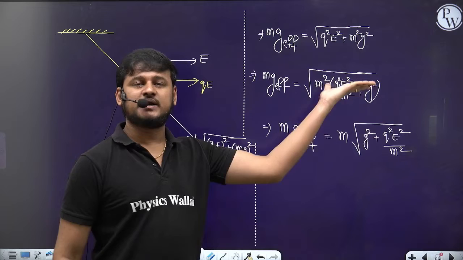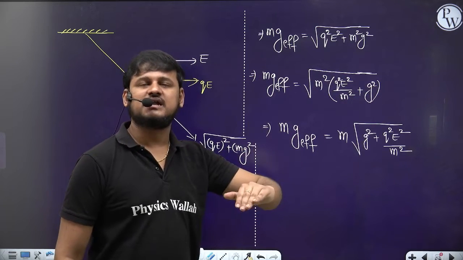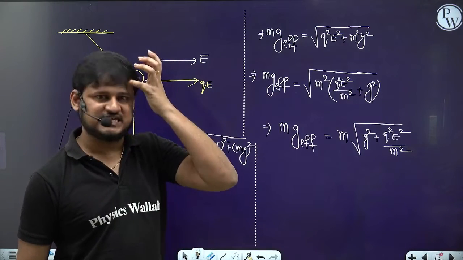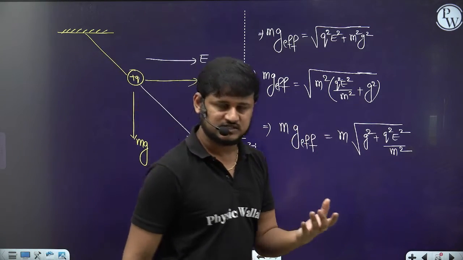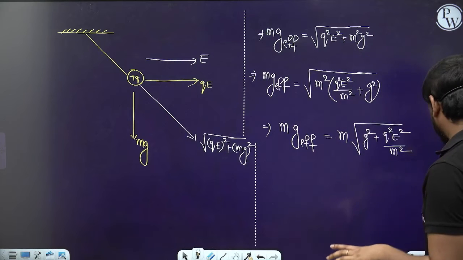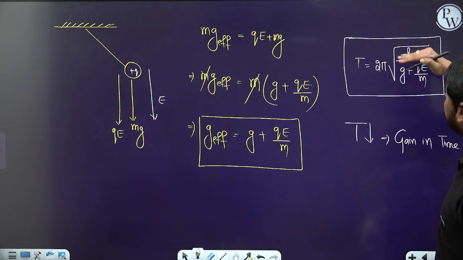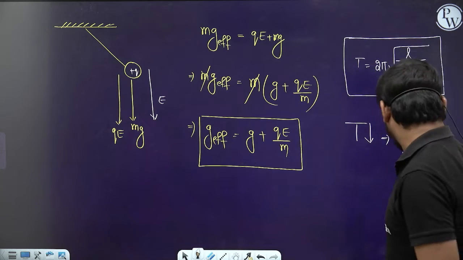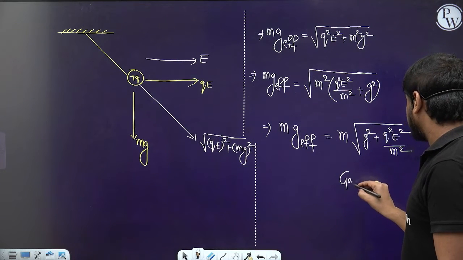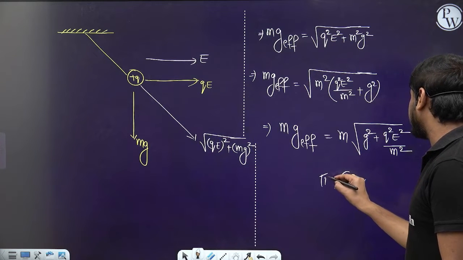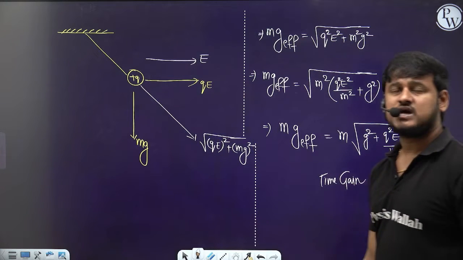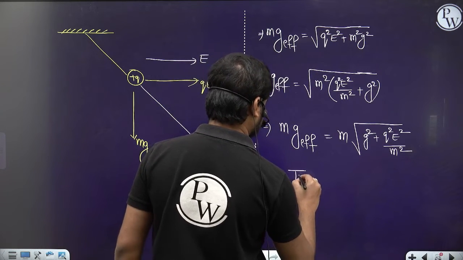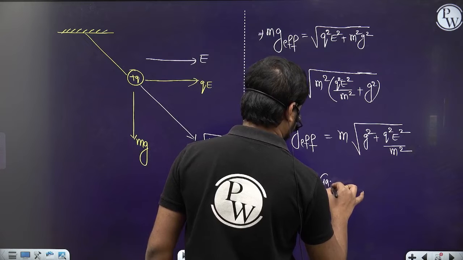Again the denominator value increases, so the time period decreases. Time period decreases means the time gain takes place. Here also the time gain takes place. Understood, guys? Overall the denominator term increases. If the denominator term increases, the time period decreases, which means gain in time. Here also you can write that step, gain in time or time gain. Understood, guys? Everyone? Done. Clear? Chalo.